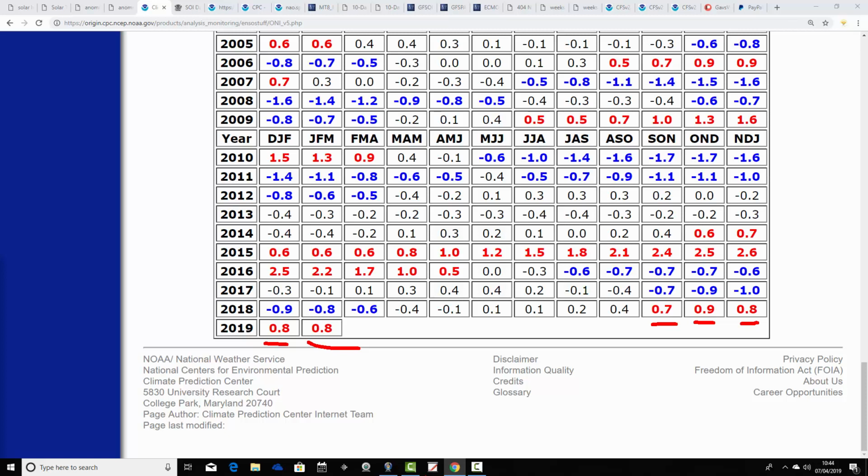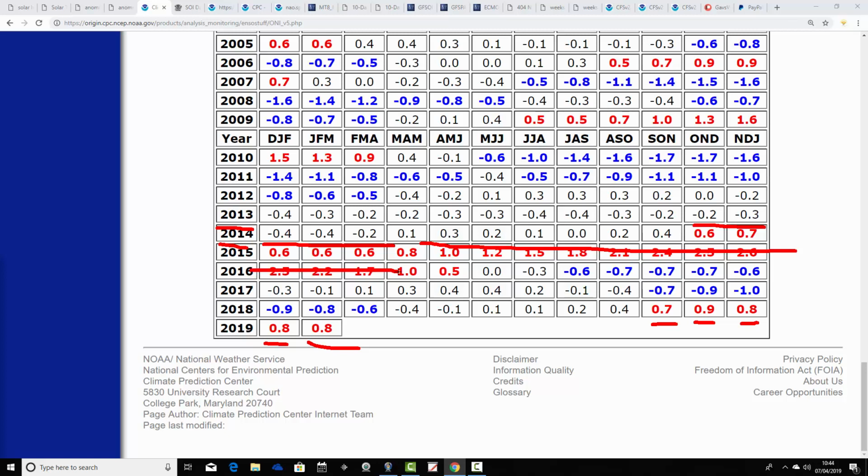This is kind of like the same sort of thing that happened in 2014-2015. You see those red numbers just there, 0.6, 0.7, 0.6, 0.6, 0.6. So just a borderline sort of El Nino. But that one then took off through the middle and second half of 2015, took off into a super El Nino for the winter of 2015-2016.